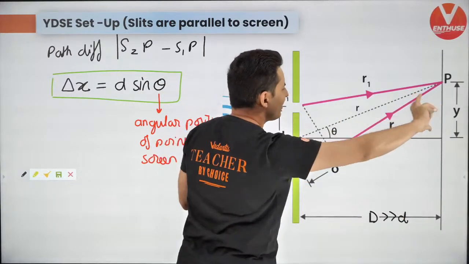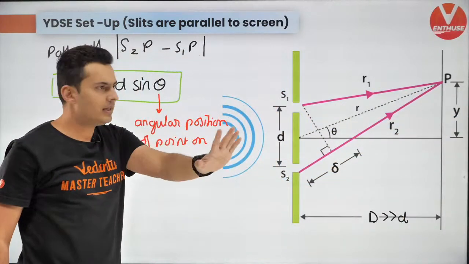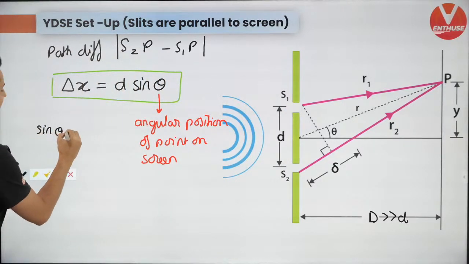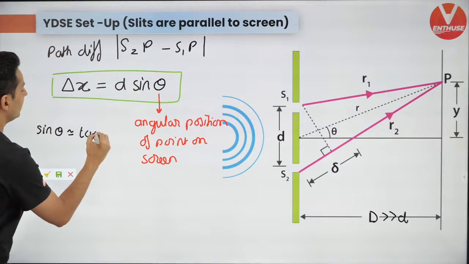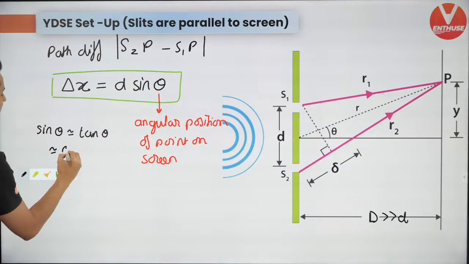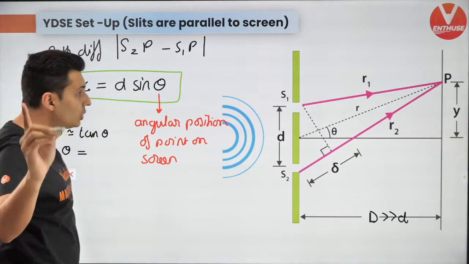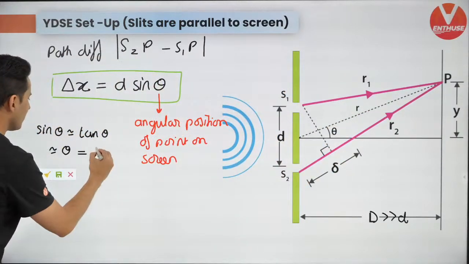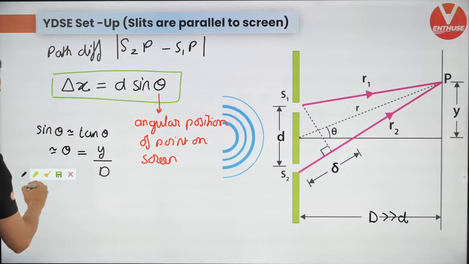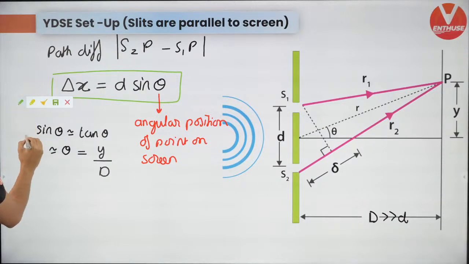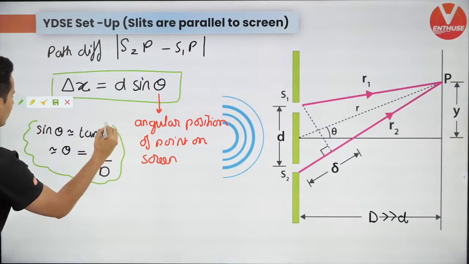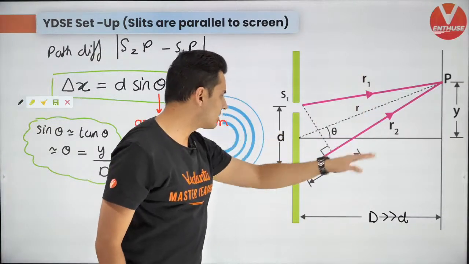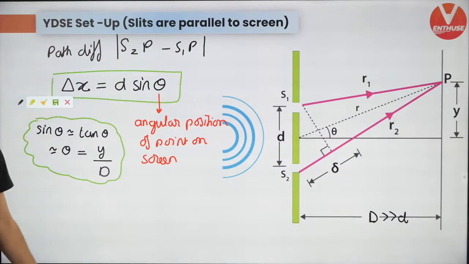You know, these angles are usually very small. Usually they are very small, and that's why you can approximately say sine theta is also equal to theta, and that is equal to tan theta. Tan theta is opposite by adjacent, which is y divided by d. So this approximation is also useful certain times when theta is very small. Remember, that will be small when this is very large as compared to this and all that.